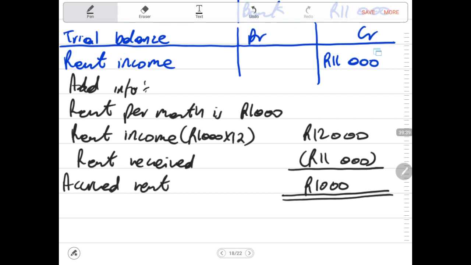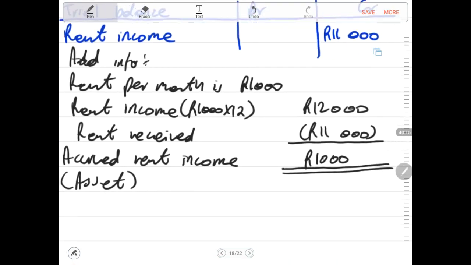Accrued rent income. Now remember, the word accrued means not yet. That means in this case not yet received or receivable. And anything that is not yet received is an asset, because this tenant is owing us money. It's an asset. There's a probability of the inflow of economic benefits that are expected to happen in the future.